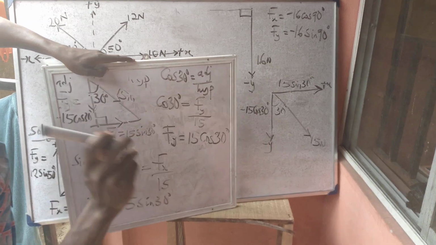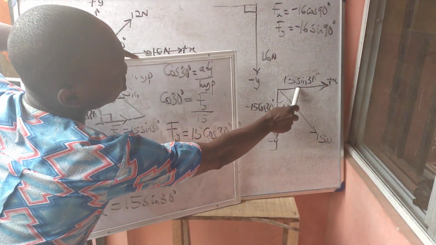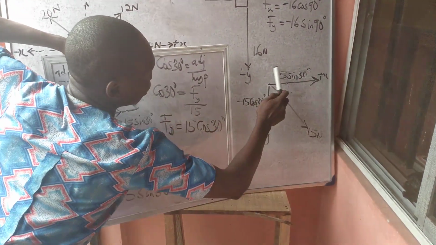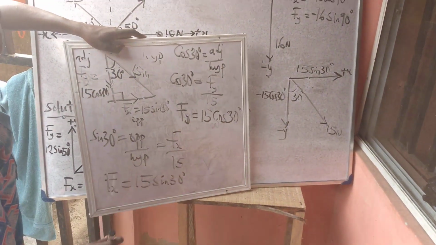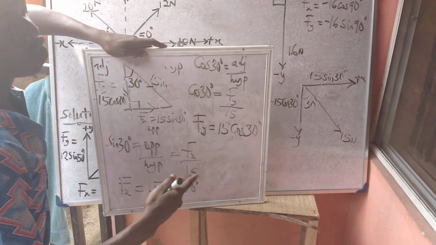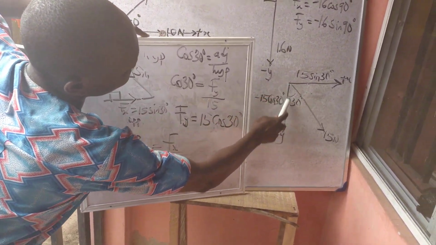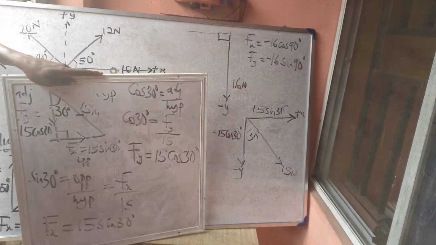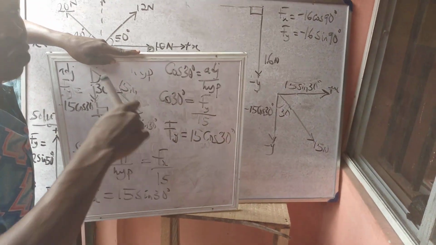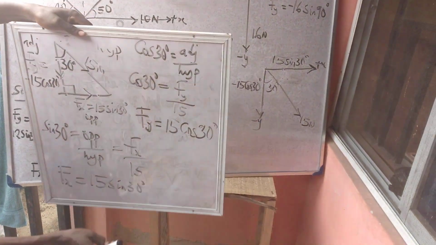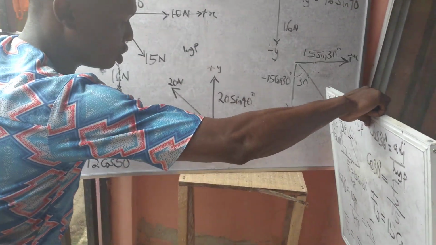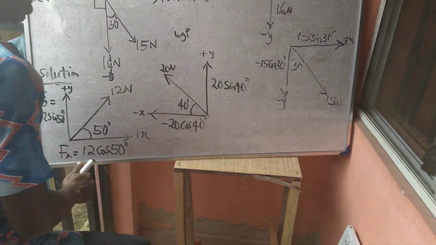So take note. If the angle of inclination is inclined towards the horizontal, the x-axis becomes the cosine of the angle, and the y-axis becomes the sine of the angle. And if the angle of inclination is inclined towards the vertical, then the vertical component becomes the cosine of the angle, and the horizontal component becomes the sine of the angle. Okay. Now we have done the necessary resolution.